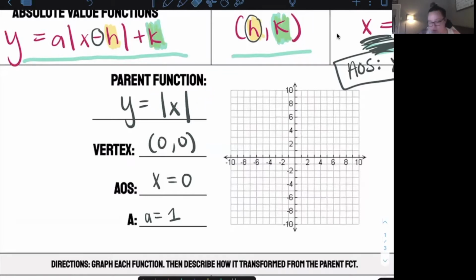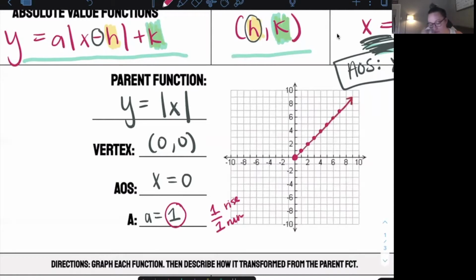Okay, so let's graph this thing. Remember, when you graph an absolute value function, you always graph the vertex first. Then you treat a like slope. So if a is 1, 1 is technically 1 over 1. So I'm going to rise 1, run 1, over and over and over again.